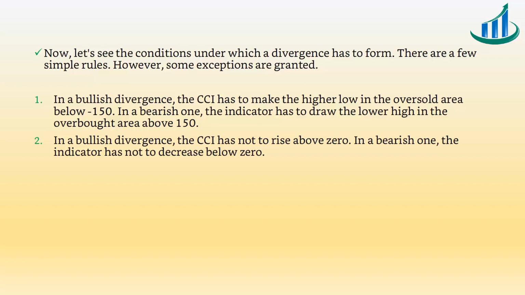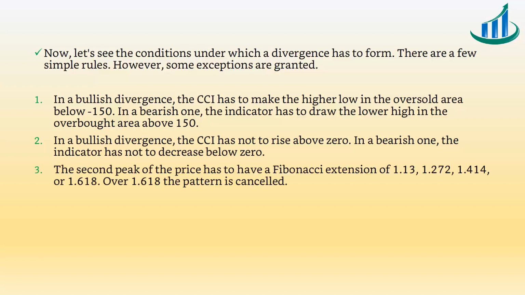In a bullish divergence, the commodity channel index has not to rise above zero. In a bearish one, the indicator has not to decrease below zero. The second peak of the price has to have a Fibonacci extension of 1.13 or 1.272 or 1.414 or 1.618. Over 1.618, the pattern is cancelled. Now, let's see better every single rule.